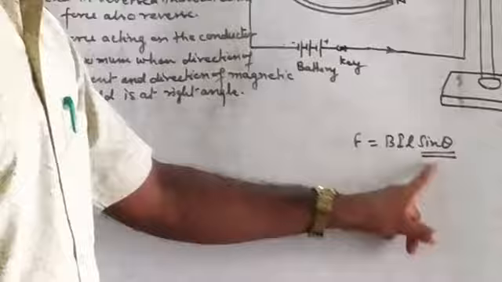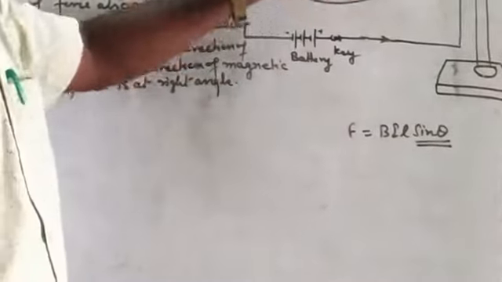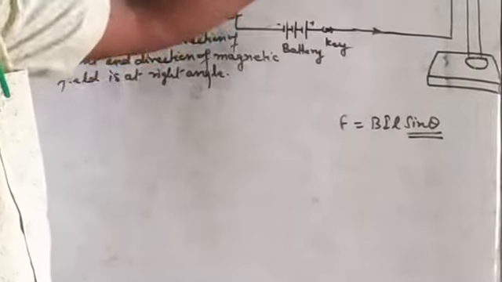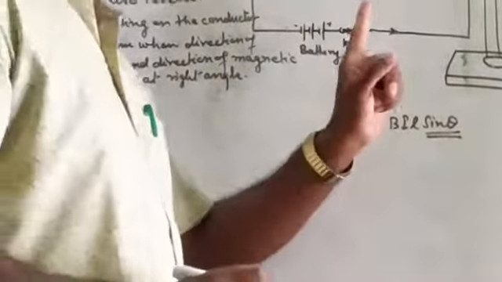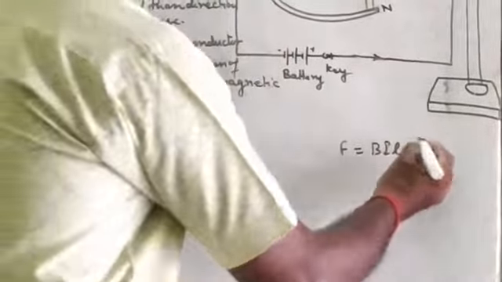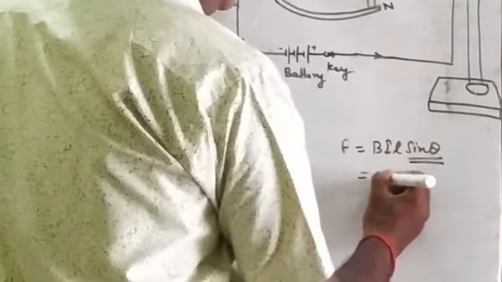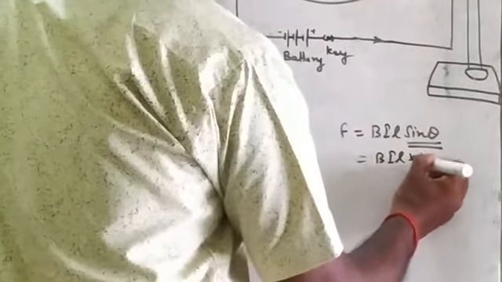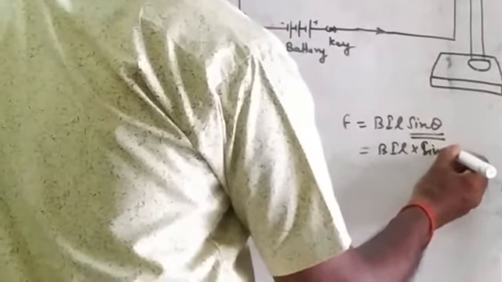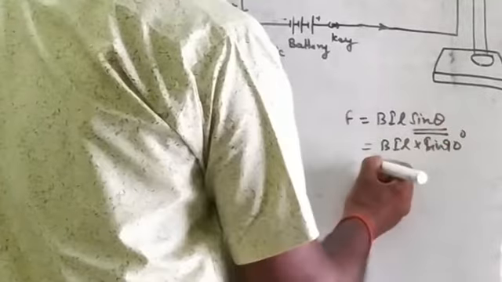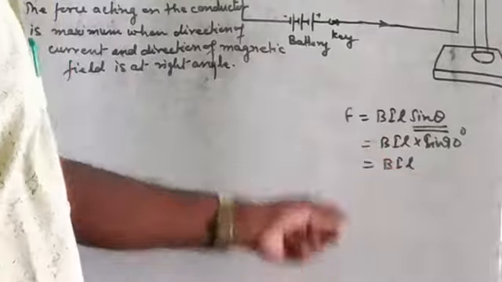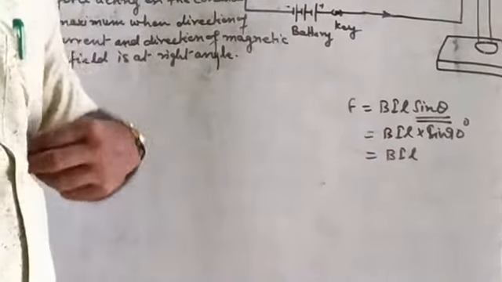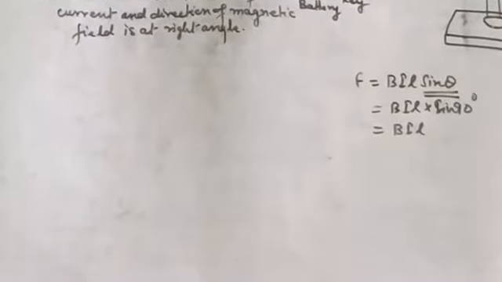When theta is 90 degrees, that is, the direction of magnetic field and the direction of current are at right angles, in that situation we will get the maximum force. If we put sin 90 there, BIL into sin 90, and all of you know sin 90 is 1, then what happens? BIL. We obtain that maximum force when the direction of magnetic field line and direction of current are at right angles.